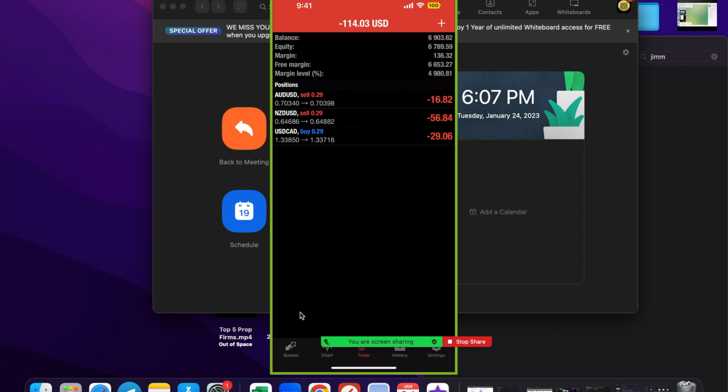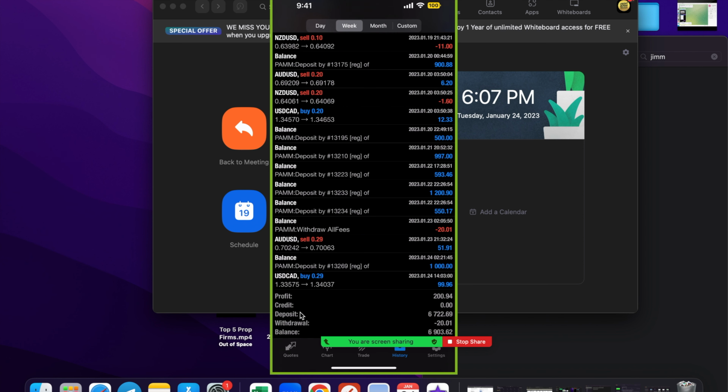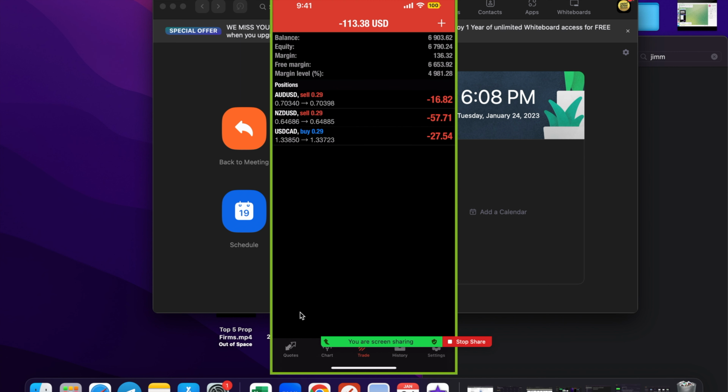Total profit for the week, like I said, today ain't nothing but Tuesday, but so far I done made $200 on this Pamm account. Like I said, it's very conservative, low drawdown, and I'm pretty much just compounding my profits.